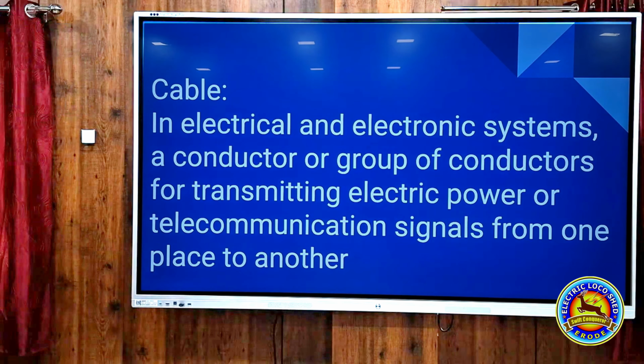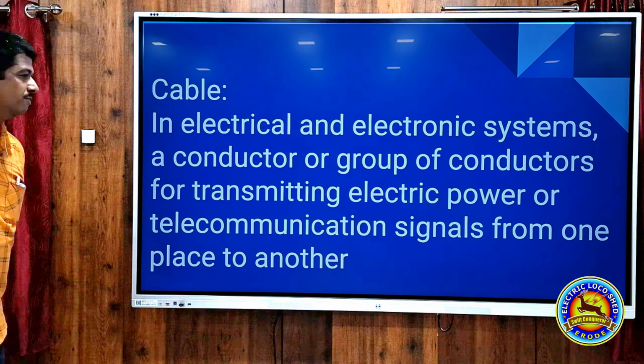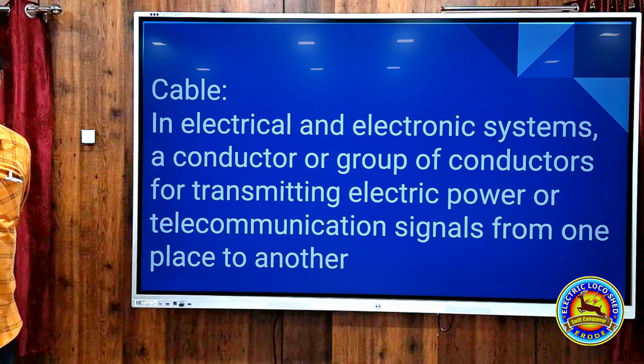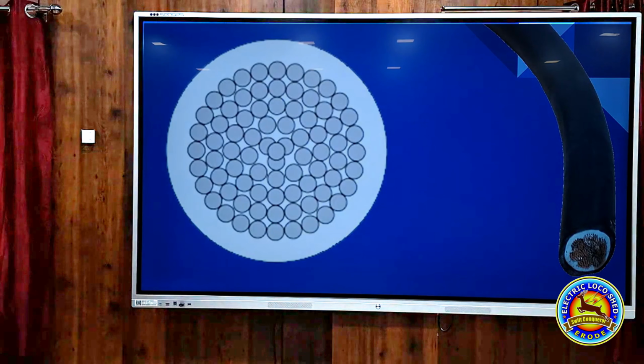What is a cable? In an electrical and electronic system, a conductor or a group of conductors for transmitting electric power or telecommunication signals from one place to another is called a cable. On our side, it is electrical cable, not telecommunication or signal cable. Today we are discussing electrical cable, which is used to carry current from one equipment to another equipment, or from one source to one load.